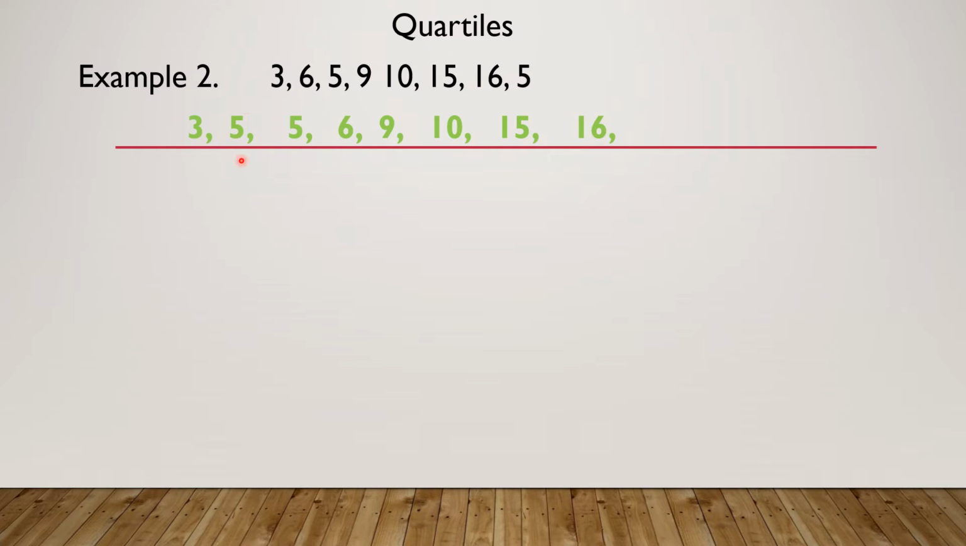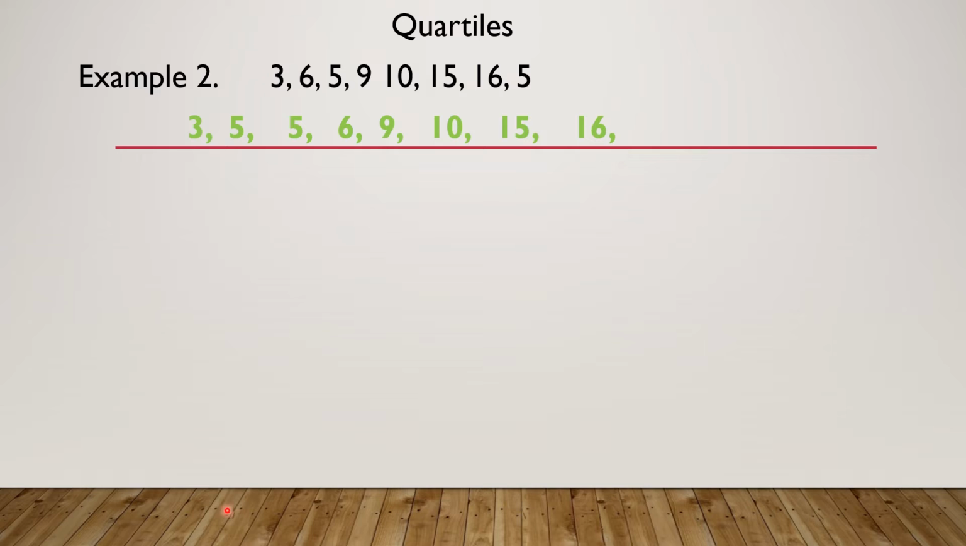Okay, look at this one. So we have 1, 2, 3, 4, 5, 6, 7, 8. And let's check if this is already arranged. Okay, no. So we need to arrange. So 3, okay. Then 6, but we have 5. We have 5. So 5 and 5. Then 6, 9, 10, 15, and 16. Okay, make sure that you didn't miss any number here. So this is now the arranged data.